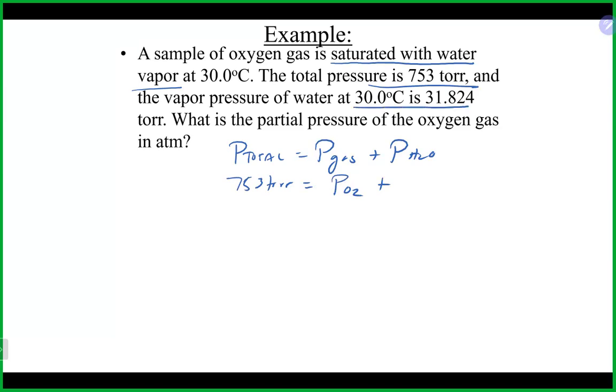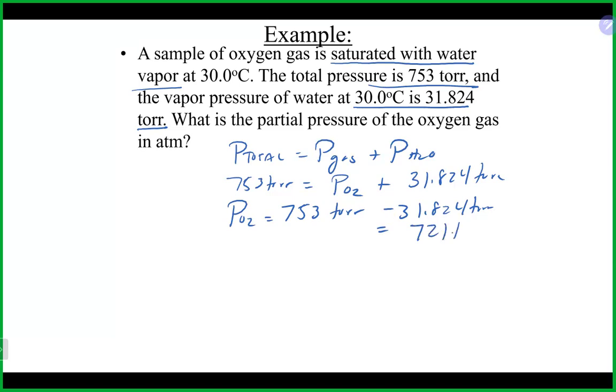And they were nice enough, and they won't always do that in a problem. You might have to go to that table like we just saw on the previous page and look it up. But they did give you here the vapor pressure of water, which was 31.824 torr. So this is a really easy partial pressure situation. You just have to subtract the two numbers. So we're going to subtract those two numbers, 753 minus 31.824, basically 721 torr.